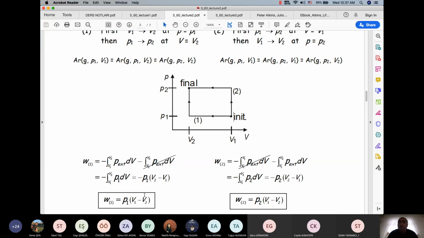On the other hand, if I took the second path, which means that I raise the pressure and keep the volume constant at first, and after that, I keep the pressure constant and lower the volume. This is the second path. So in the second path, by doing this, I am doing work against the external pressure.